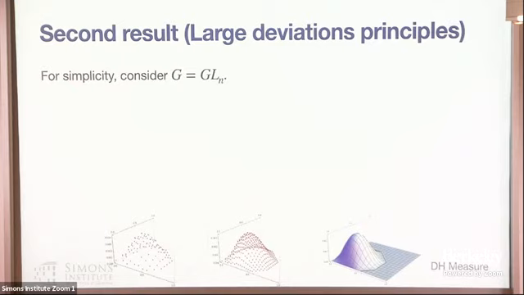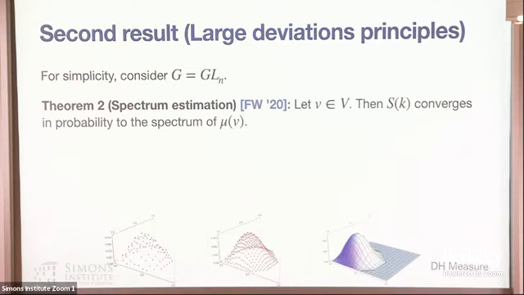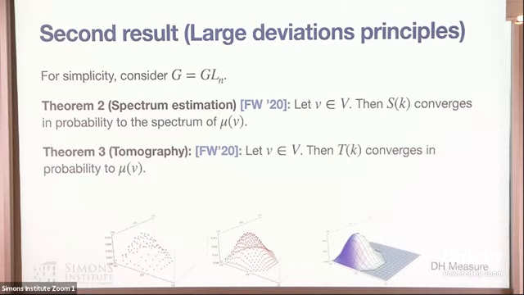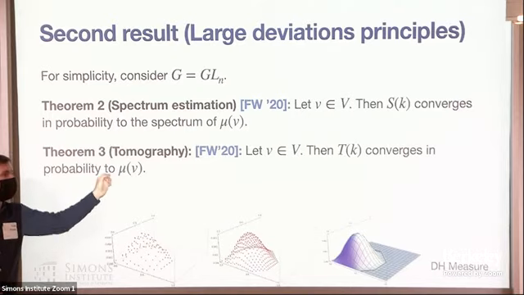Okay, so here's our result about this. We showed that the variable S_k converges in probability to the spectrum of the moment map. The moment map, remember, is the gradient, so it's going to be some matrix, and this variable S converges to the spectrum of it. And then this tomographic measurement converges actually to the moment map itself.